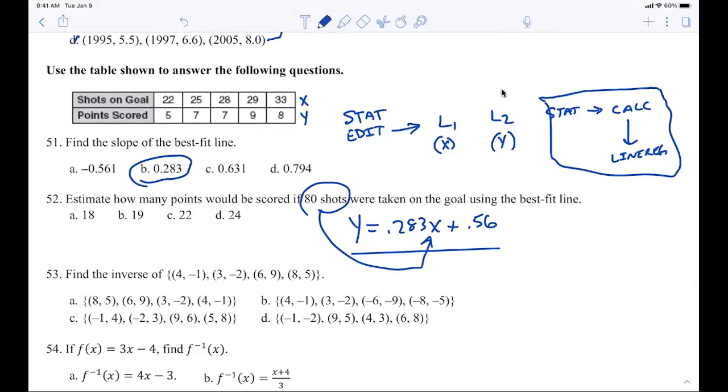Yeah, so if I were estimating, that's a little too close for me. Did anybody else get 23.2? If it's 23.2, we'd say it's about 24 then. But I'm not saying that's true. Someone said it's 23.2. I asked people to type in 0.283 times 80 and then plus 0.56. Using the line of best fit, what did that come out to be? All right. So we circled D then.